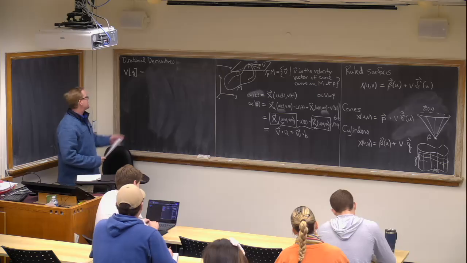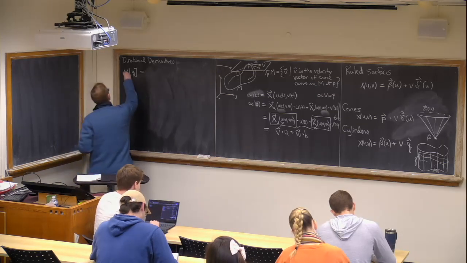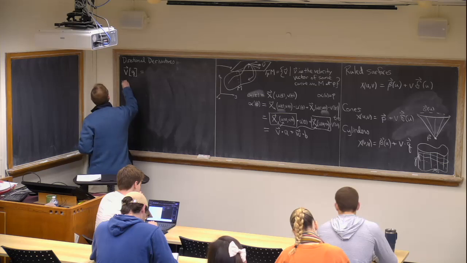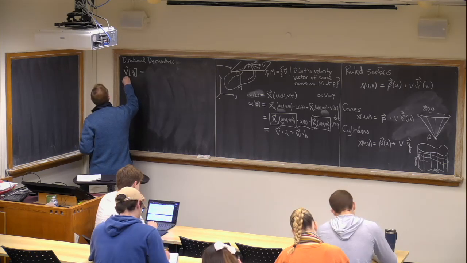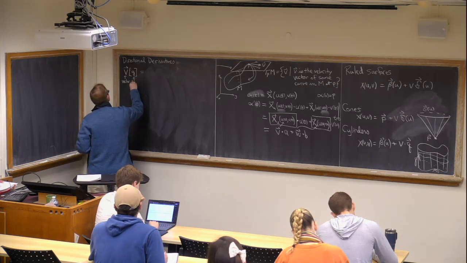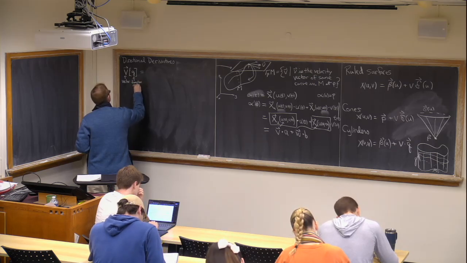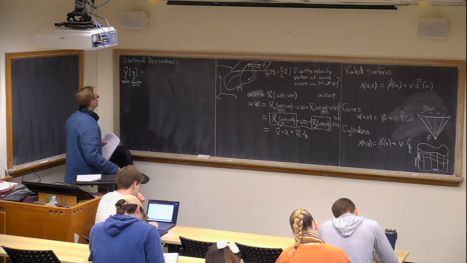All right, this is the directional derivative of a vector v applied to a function g. So this is a vector, and this is a function on the surface, a function on M, where M is the surface of the potato.